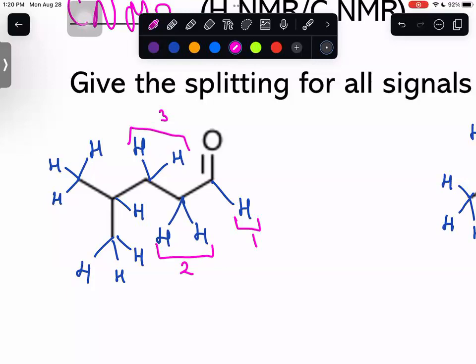Beautiful. So remember how NMR is always going to be about the distances of how far away you are from something that's de-shielded. That's going to affect the number of signals and the approximate chemical shift. Okay, so keep that in mind.